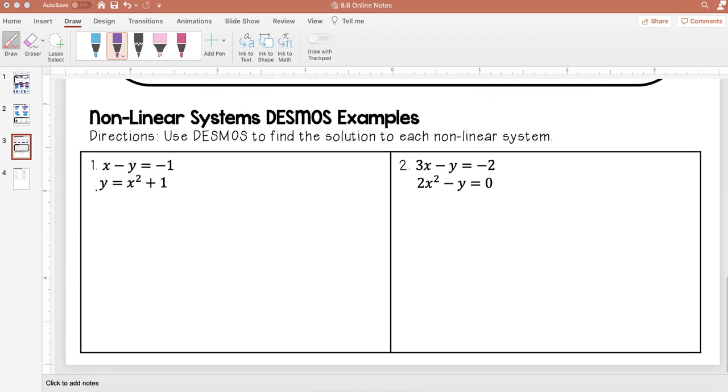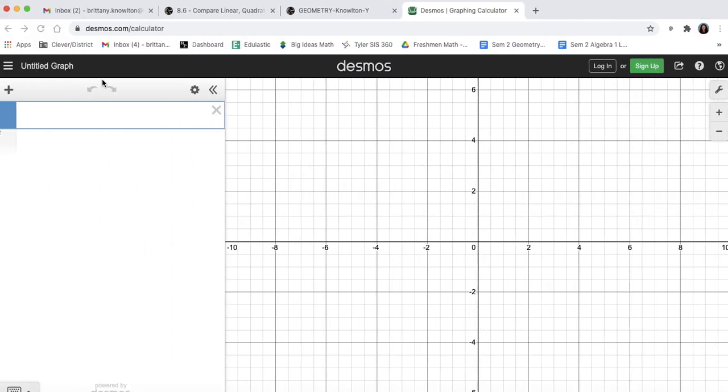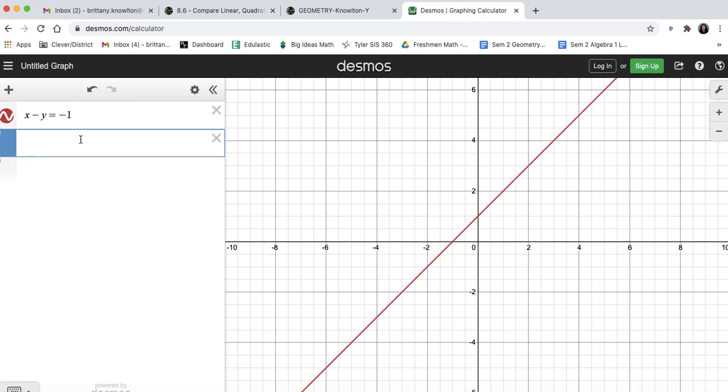So for this first set, we're going to look at finding the solutions when given two equations using Desmos. So what I'm going to do is type this equation into Desmos, and I'm looking to see where these two functions intersect. So first one, I have x minus y equals -1. And then I have y equals x squared plus 1.